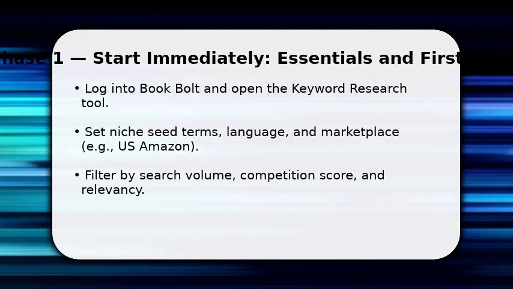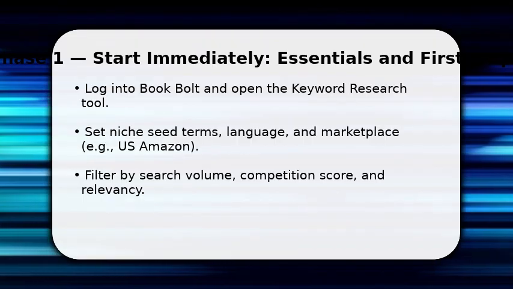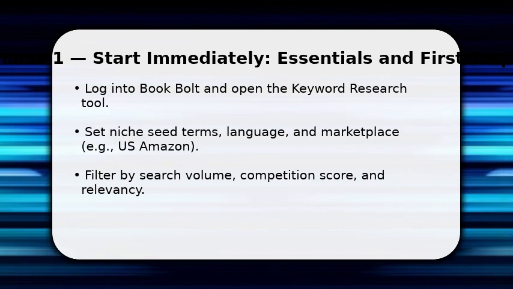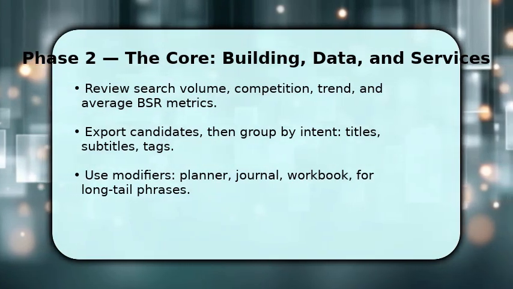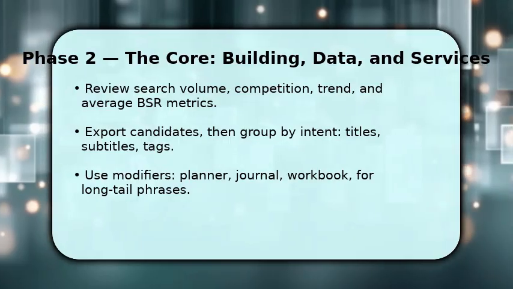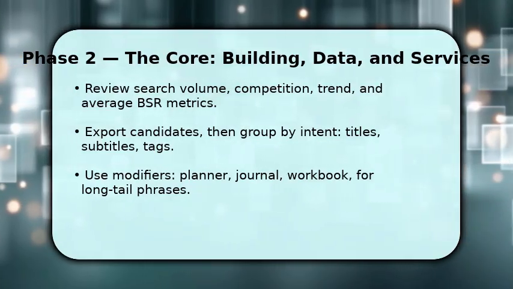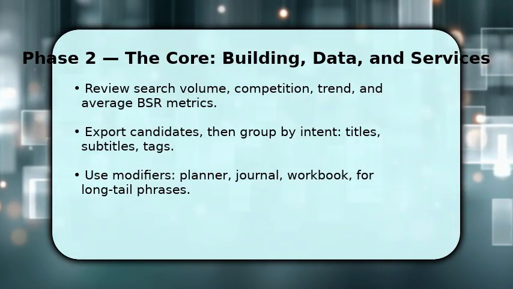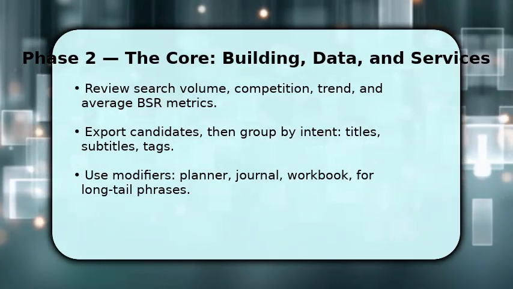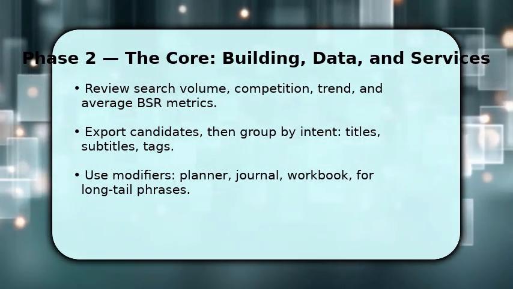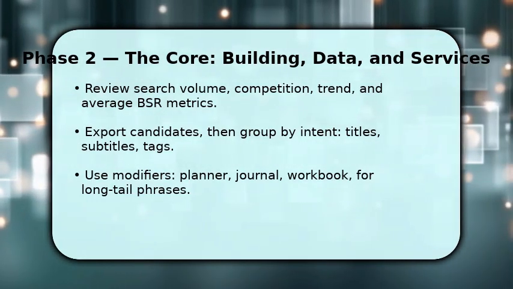You start with targeted inputs because they narrow thousands of options into a manageable list that actually converts for low content or paperback books. You examine each candidate by combining search volume with competition and trend data. This reveals keywords that are realistic to rank for. Next, export your shortlist and sort into groups for titles, subtitles, and backend tags. This saves time during listing.